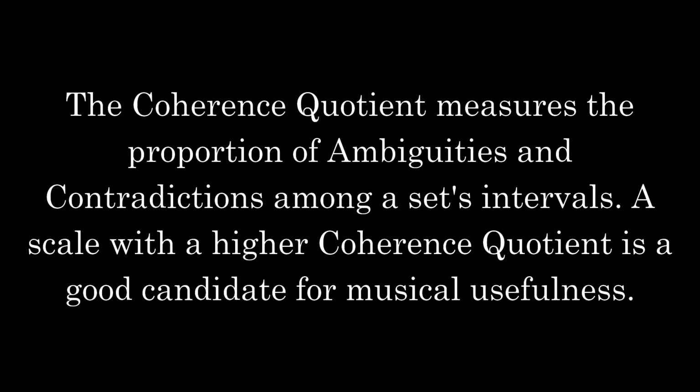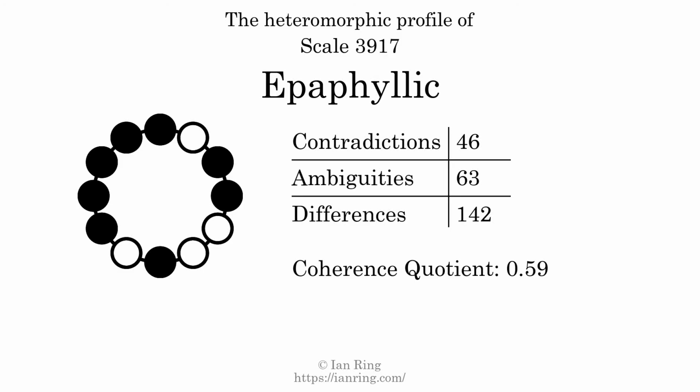The coherence quotient measures the proportion of ambiguities and contradictions among a set's intervals. A scale with a higher coherence quotient is a good candidate for musical usefulness. The coherence quotient is 0.59.